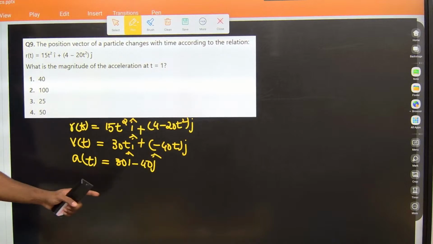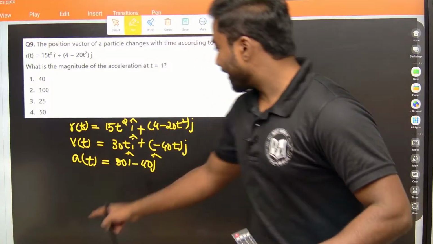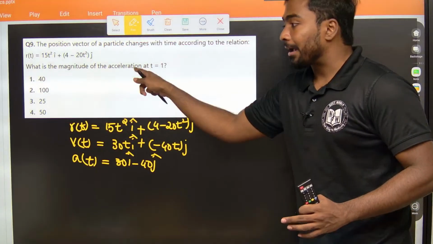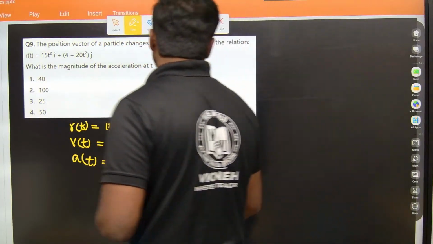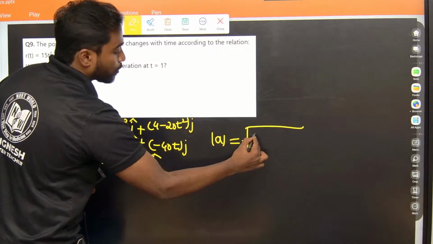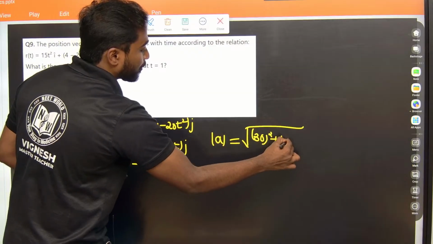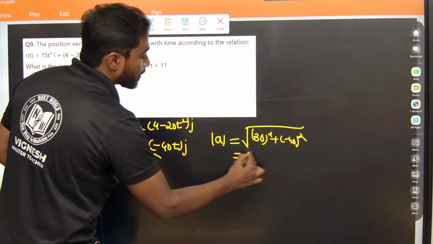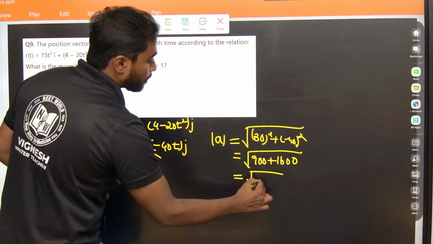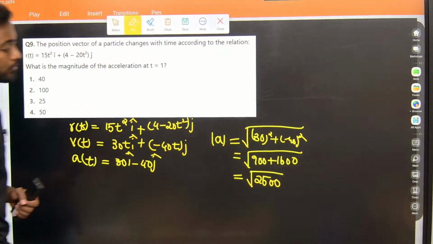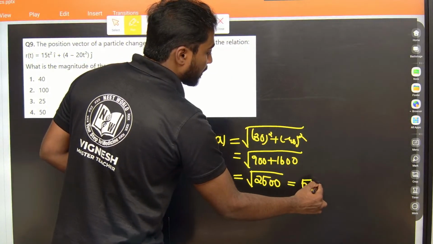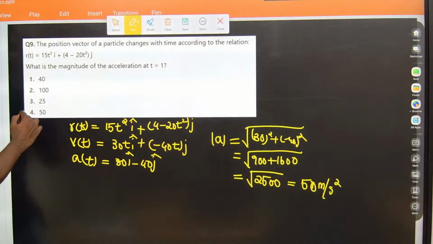Okay. Now what they are asking, at time t equals 1, no, is there any constant of t here? No. So no need to do anything with t. And they are asking magnitude, no. So magnitude means what I should do? I should take the modulus. So 30 square plus minus 40 square, which is nothing but 900 plus 1600, which is nothing but root over 2500. Option is 50. So 50 meter per second square is the answer, option 4.